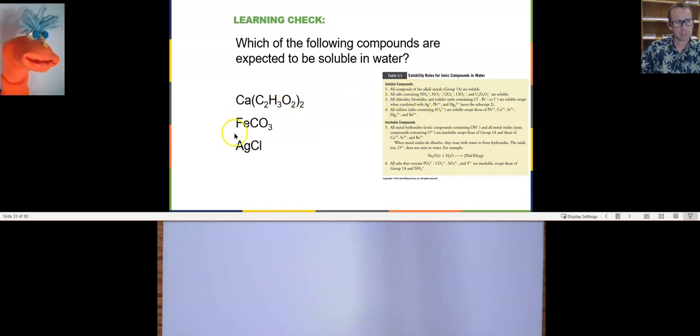How about this one here? Is this one soluble, Fred? That one's not going to be. Carbonates are generally insoluble, and iron is not an exception. Very good.